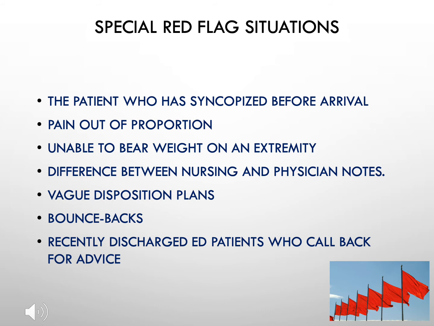And of course the pain out of proportion, you've got the terrible belly pain, but the soft abdominal examination. Compartment syndromes too, characterized by pain out of proportion. Anybody who's unable to bear weight on an extremity. Well, it looks like a sprained ankle, but they can't bear any weight on it at all. Maybe there's a fractured calcaneus.